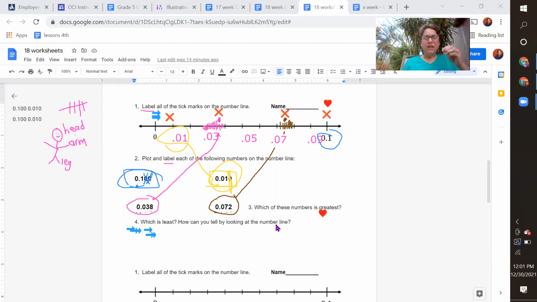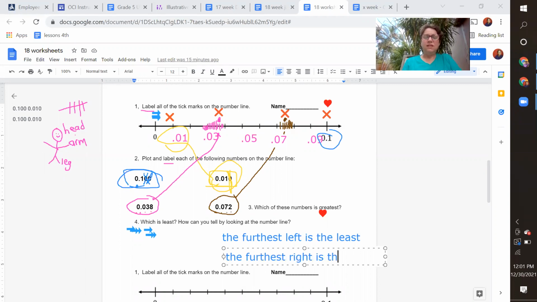How can you tell, by looking at the number line? The answer is, the furthest left is the least. And you should write the furthest right is the greatest. Okay, and there you go. That's how you do this one.